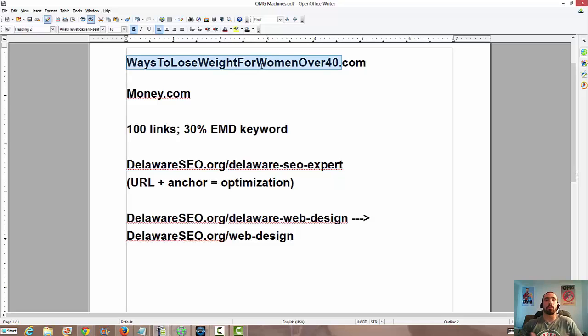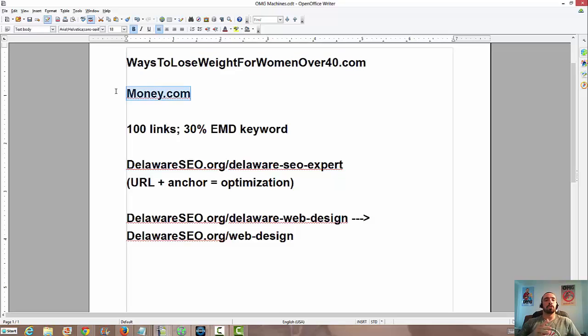You would get penalized. Whereas if 30 out of your 100 links for this site were money, you might not get penalized for that, because money is such a huge keyword. The chances of that happening are much greater, because money is such a largely searched keyword that 30 out of 100 people saying just money, as opposed to the exact phrase ways to lose weight for women over 40, is so much greater that you might not get penalized for this one, because it's such a huge keyword.